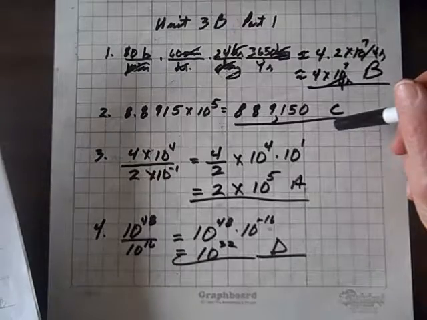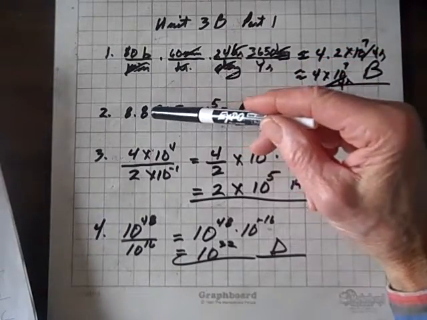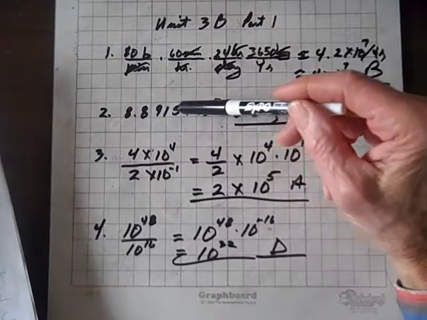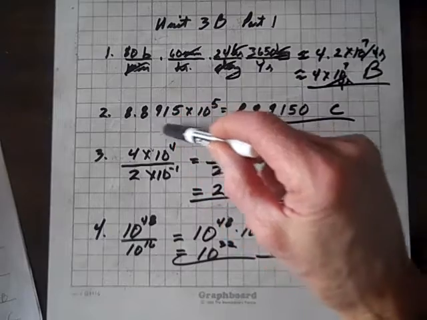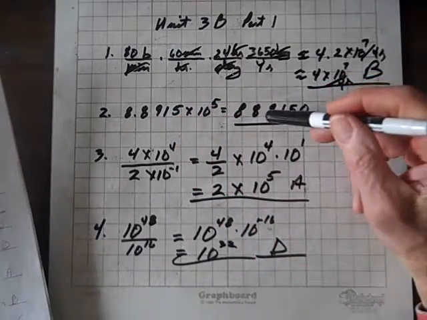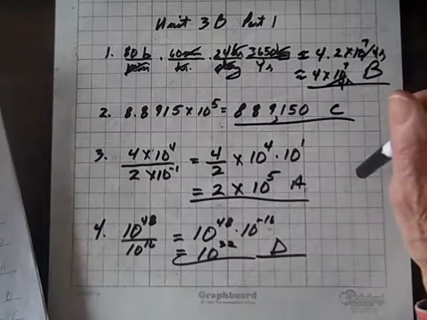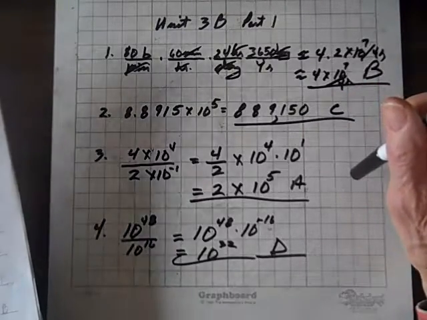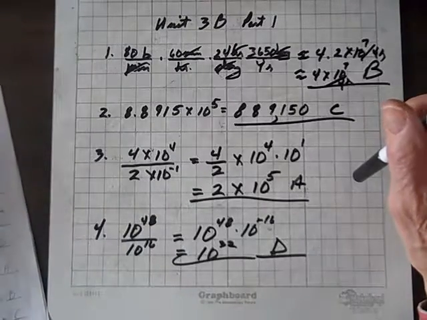For number 2, it says write in ordinary notation, so 8.8915 times 10 to the 5th. We simply had to move that decimal over 5 places, and we land at 889,150, and that's C.